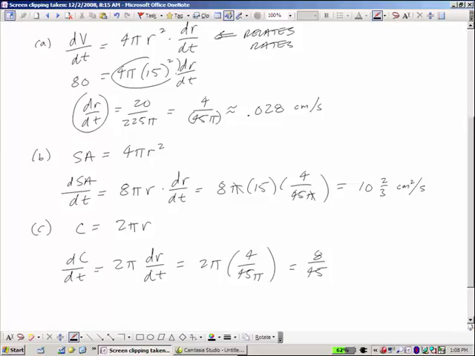Oh. Actually, this is interesting. The circumference has nothing to do with the actual value of r. The surface area and the volume both actually depended on what the value of r was. The circumference doesn't. And it's centimeters per second. And I think that makes sense, because the circumference and the radius increase directly proportionally, because they're both in linear units of measure.